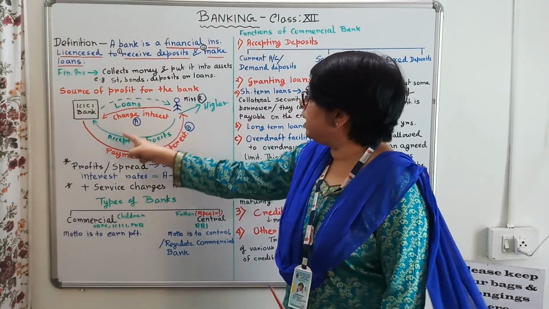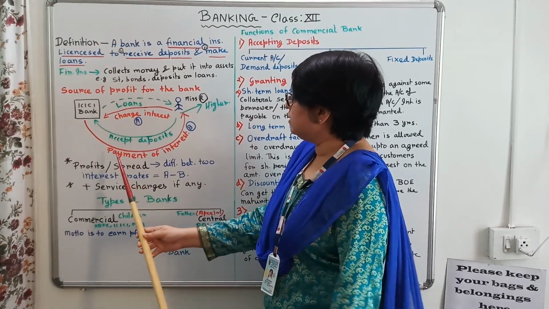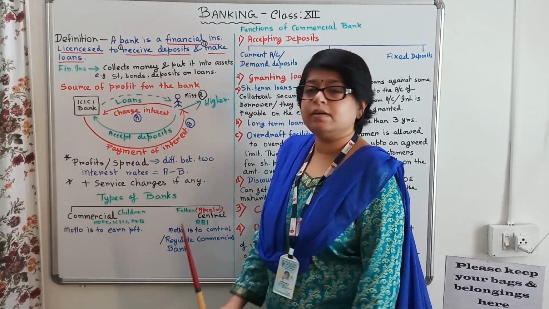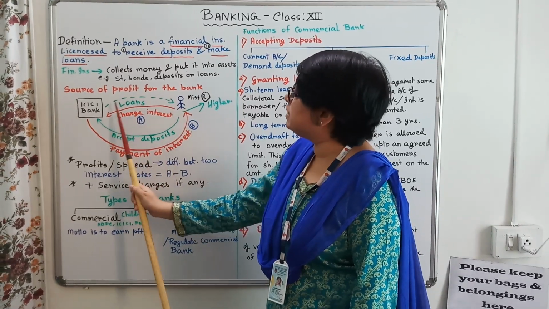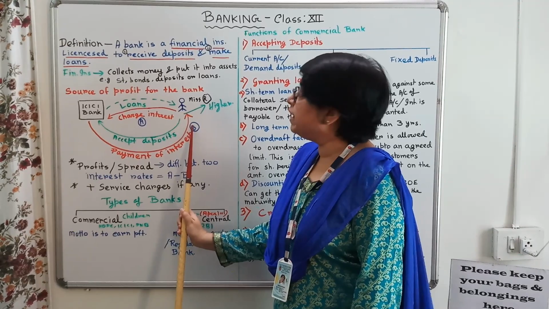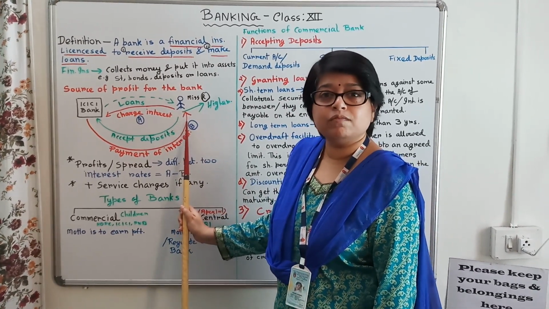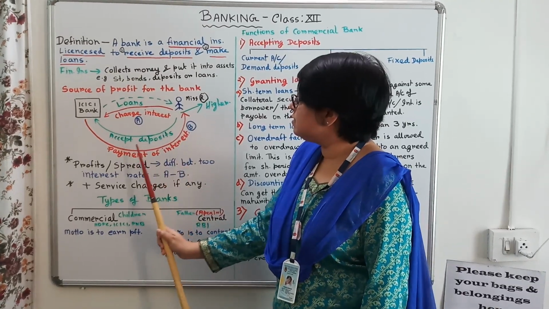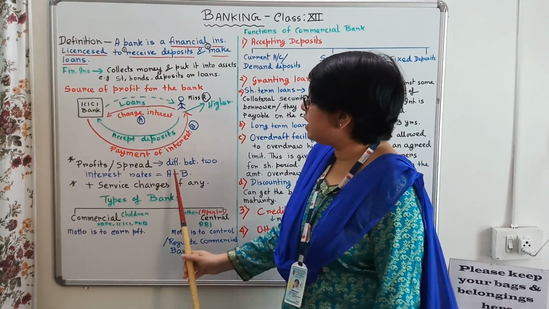So definitely the bank will give me some interest. So here you see, the bank is paying me some interest. In the first case, the bank is getting some interest in case of the loan, and in the second case, the bank is giving some interest. So interest is income for the bank, and this is the formula that I have drawn here for better understanding.